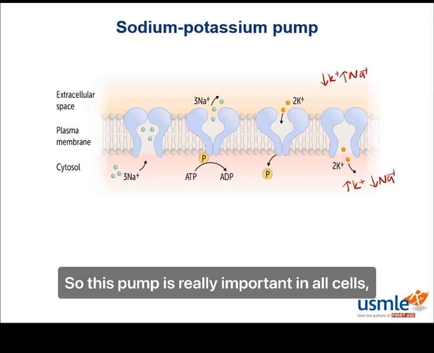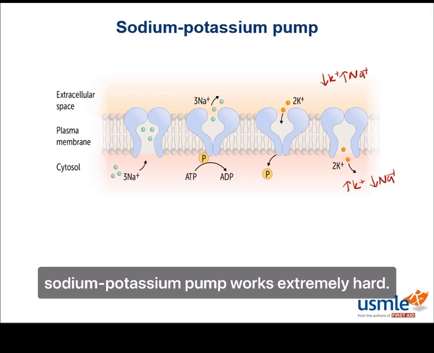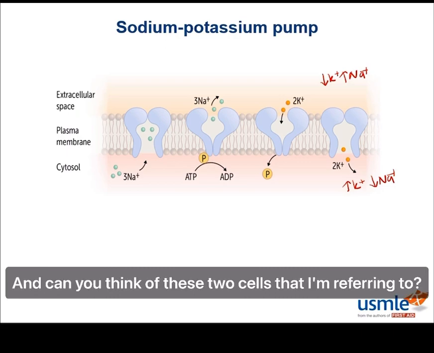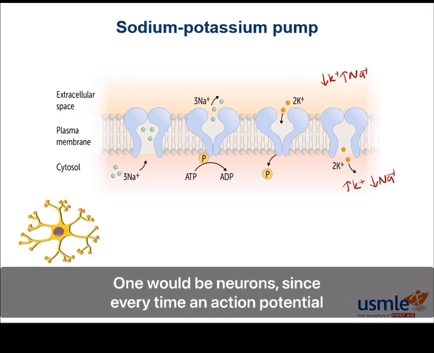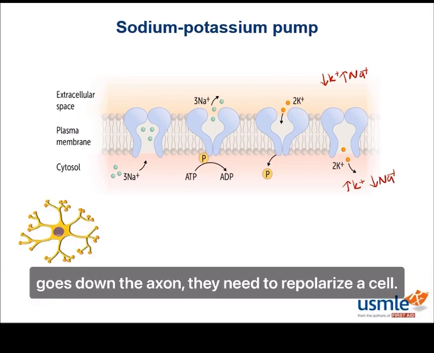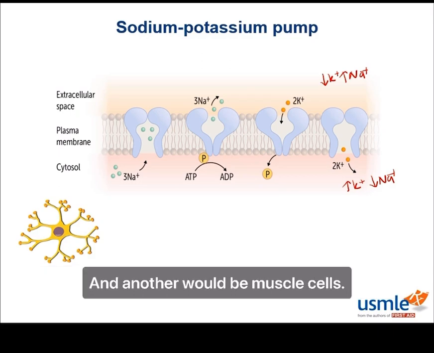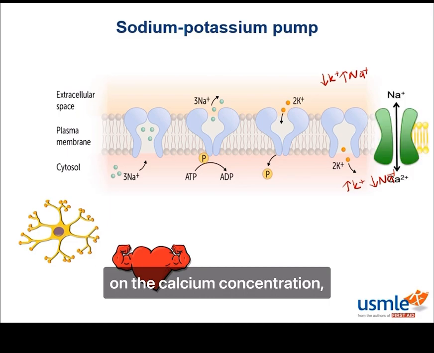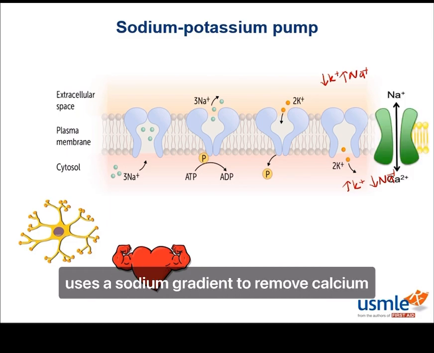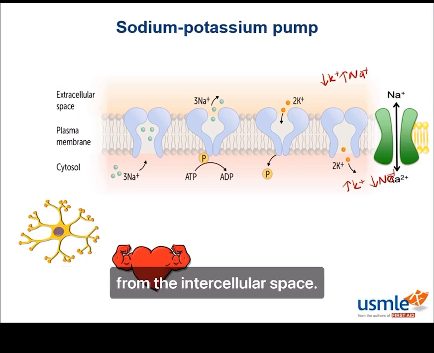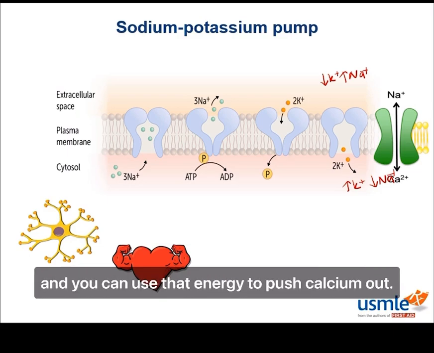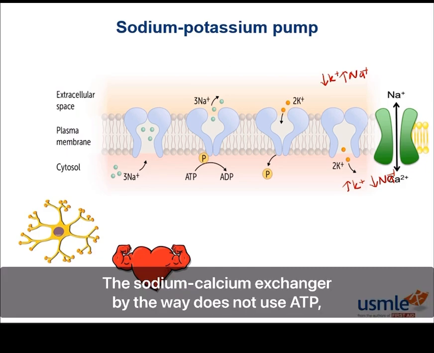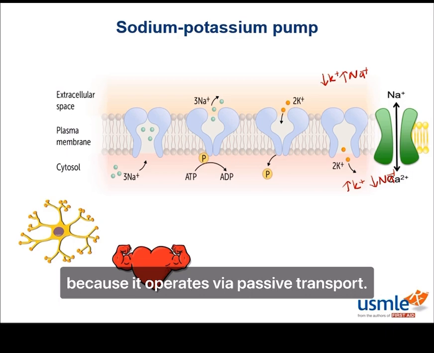So this pump is really important in all cells, but there are 2 cells where the sodium-potassium pump works extremely hard. And can you think of these 2 cells that I'm referring to? One would be neurons, since every time an action potential goes down the axon, they need to repolarize the cell. And another would be muscle cells, since even though they're dependent on the calcium concentration, the sodium-calcium translocator uses a sodium gradient to remove calcium from the intracellular space, since sodium wants to flow into the cell, and you can use that energy to push calcium out. The sodium-calcium exchanger, by the way, does not use ATP because it operates via passive transport.